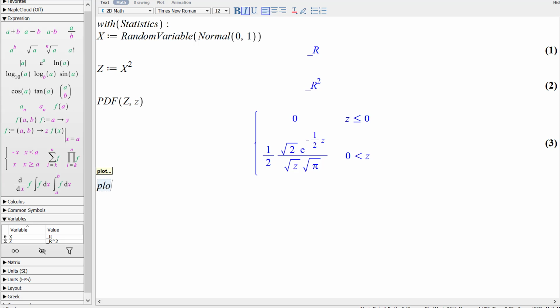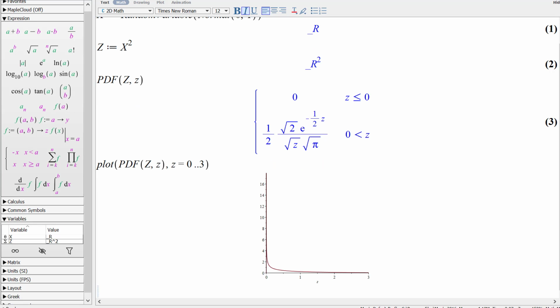So if we do a plot of the PDF(Z, z) for, say, z between 0 and 3, then this is what we see. Well, that's not so cute because it goes to infinity as z goes to 0. So let's add for the y-axis y equal to 0 to 2. That's a little bit better. So most of the mass is located here for very small values of z, and then for larger z's the probability will decrease.